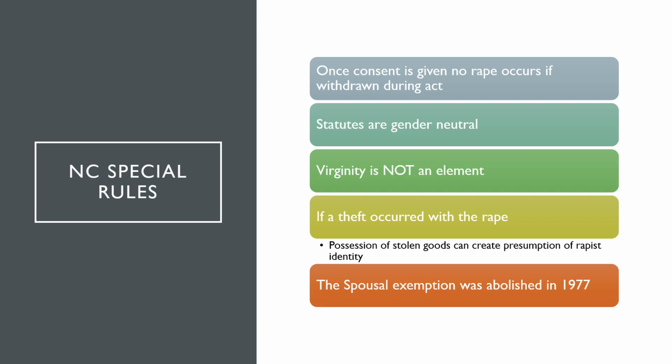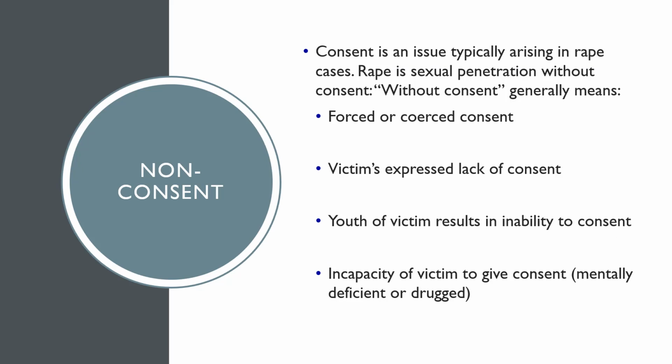Also in 1977, we abolished spousal exemptions. One of the things that used to exist in North Carolina law all the way up to 1977 was you could never charge a husband with raping a wife or a wife with raping a husband. You were simply protected if you were married. All right, let's talk about non-consent here.